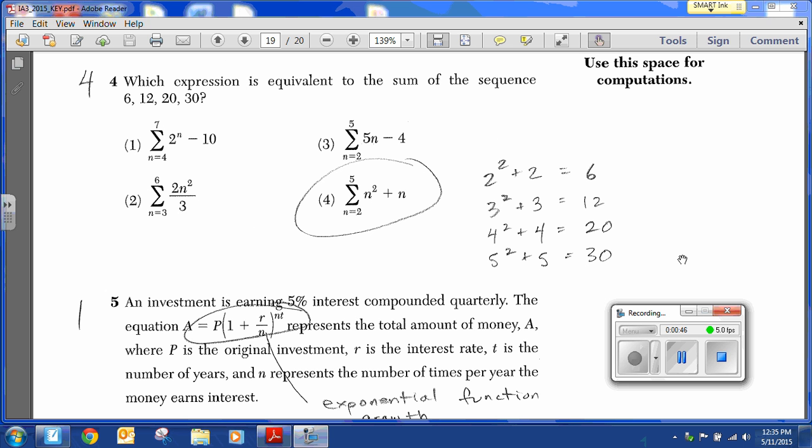Number four, which expression is equivalent to the sum of the sequence 6, 12, 20, and 30? Well, this is sigma notation, and sigma is the Greek letter for sum. So what you do is you start with n equals 2, and you go up by 1 until you reach 5. So we have 2 squared plus 2 equals 6, 3 squared plus 3 equals 12, 4 squared plus 4 equals 20, and 5 squared plus 5 equals 30.